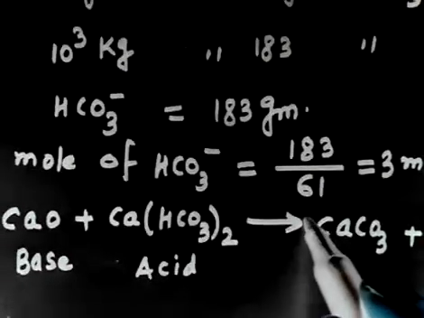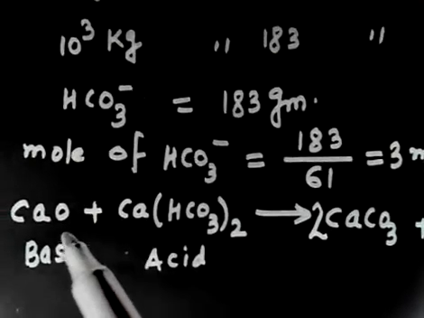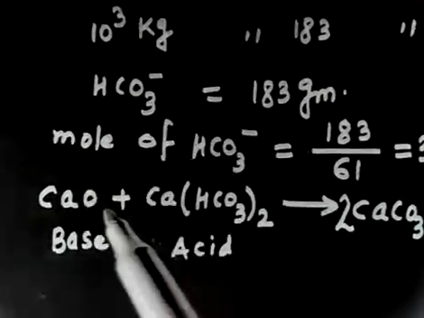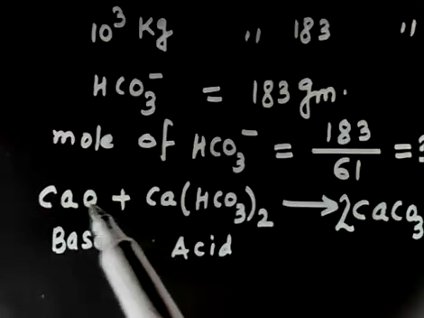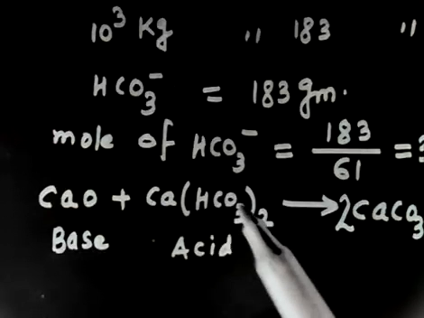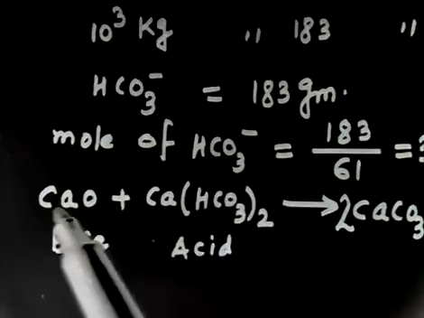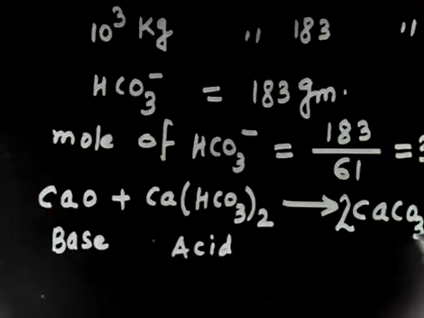I think if you multiply this by 2, you will get the balanced equation. What will happen? Because you have 2 CaO, O2 minus will take 2 H plus, 1 H plus from HCO3 minus, another H plus from HCO3 minus. So we will have CO3 2 minus, and that CO3 2 minus will combine with Ca2 plus, and this will form CaCO3. Are you getting or not?